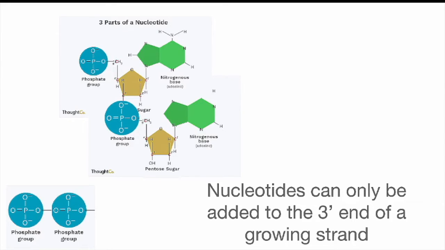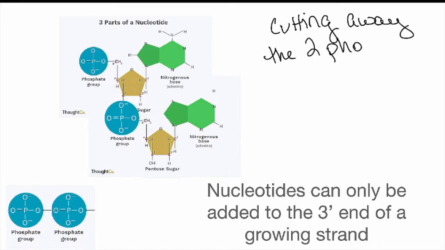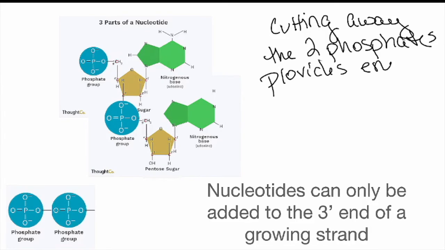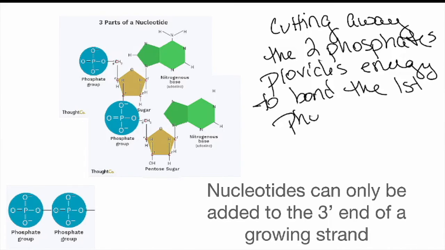So you may remember this from physiology, talking about adenosine triphosphate and how it's cellular energy, cutting it up is what provides cellular energy. So it provides the energy to bond the first phosphate to the growing chain.